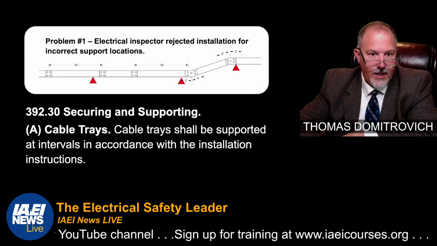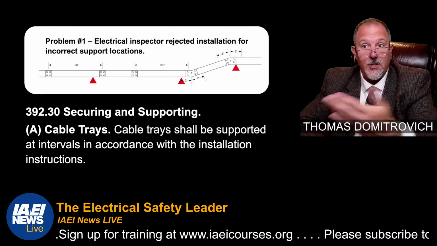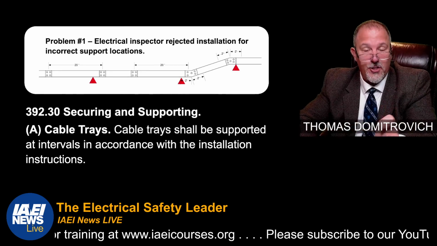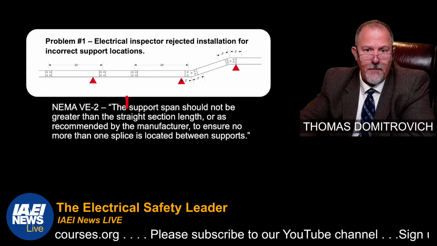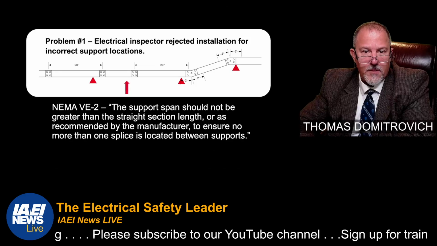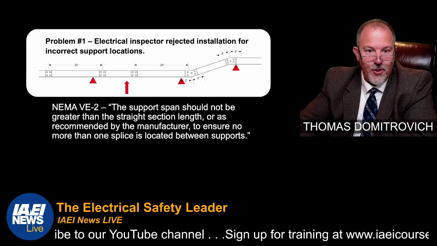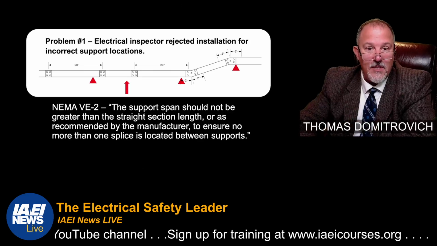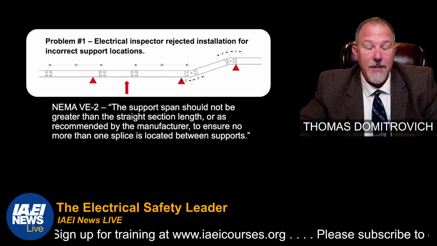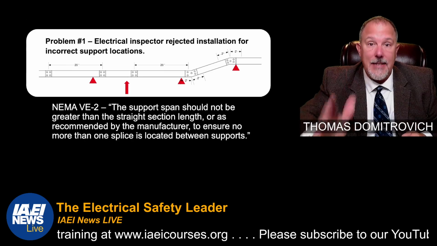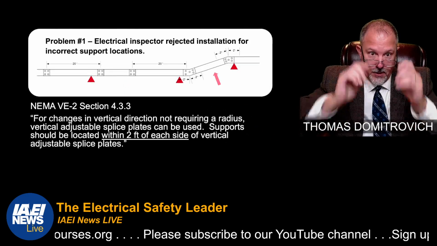Incorrect. So, okay, cable tray shall be supported at intervals in accordance with the installation instructions. So you're going to follow manufacturer's instructions or industry guidelines, the NECA document or NEMA document. The support span should not be greater than the straight section length or as recommended by the manufacturer, to ensure no more than 1 splice is located between supports. It's not rocket science. It's not that hard. You just have to pay attention to the details. That's all. It'll serve you well for many years.